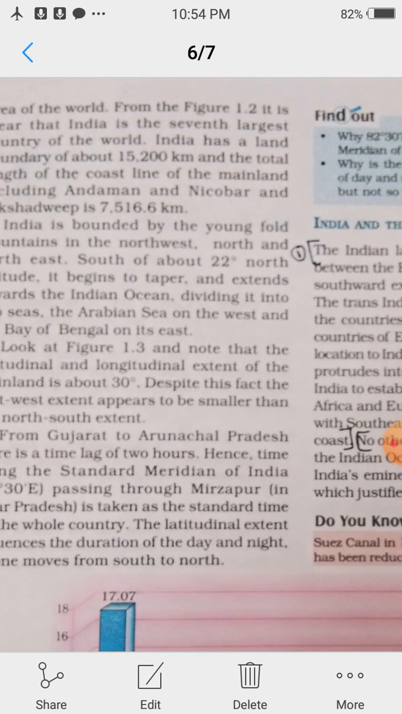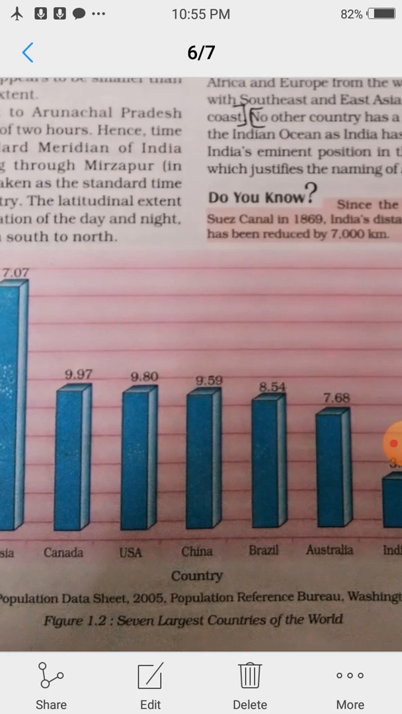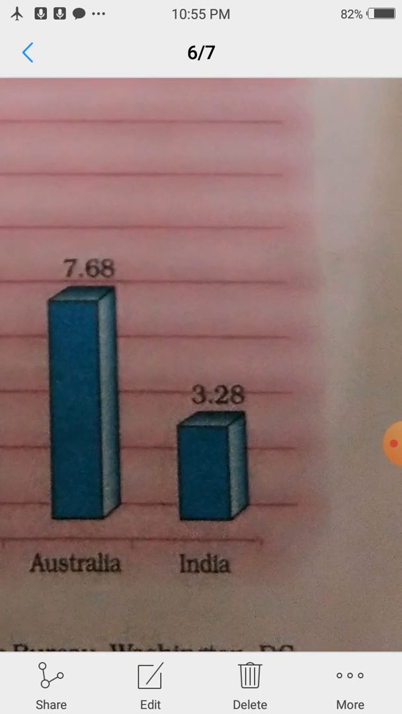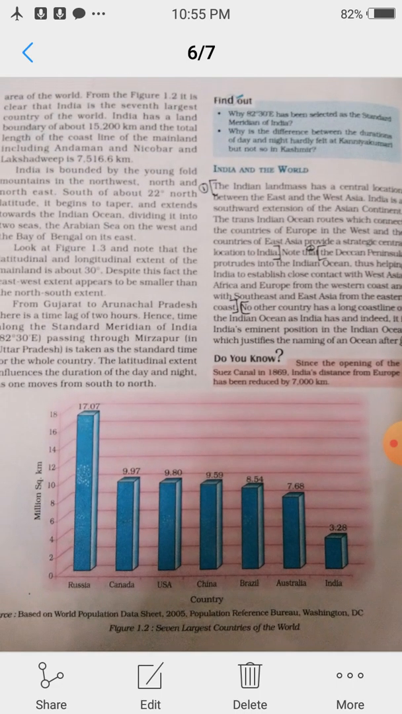From Figure 1.2, which is at the bottom, it is clear that India is the 7th largest country of the world. India's rank is 7th.